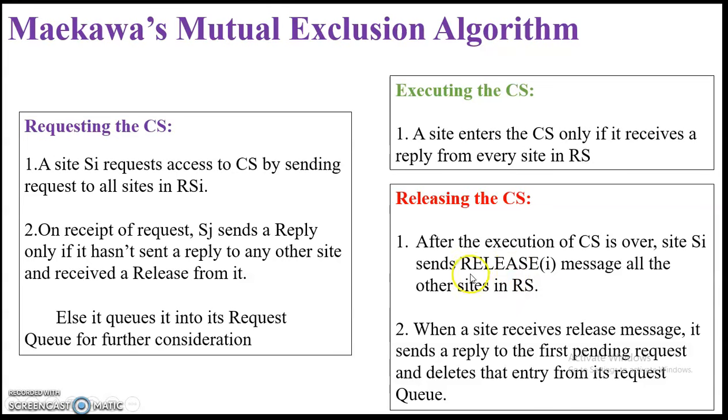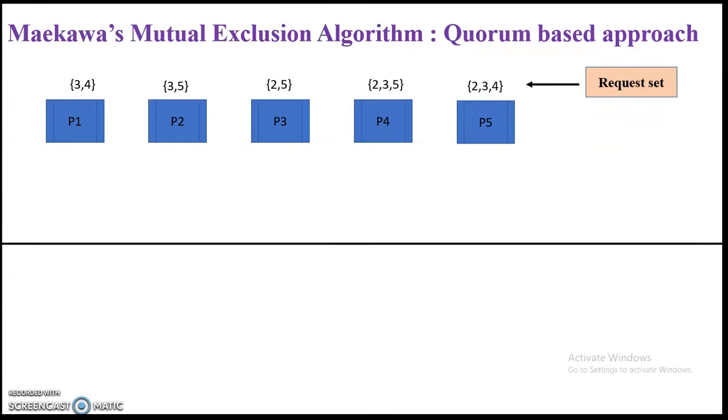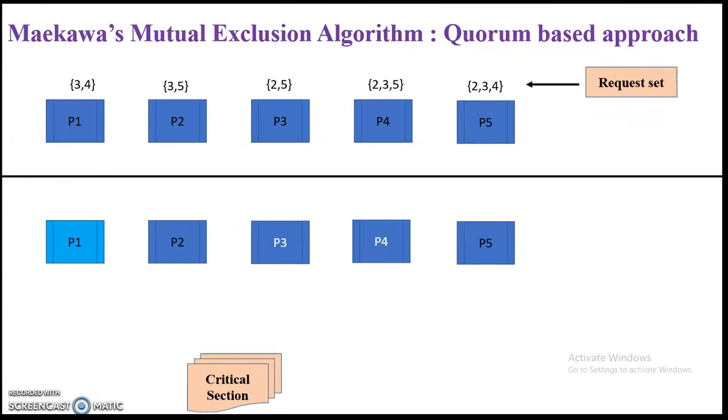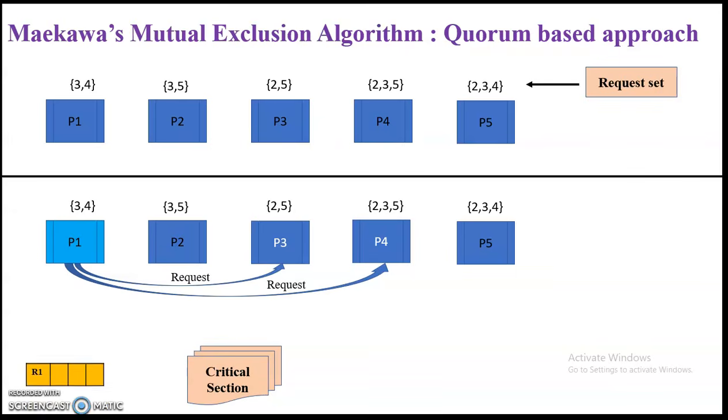Then releasing the critical section. After execution of the critical section is completed, site Si will send a release message to all the other sites in the request set, and when a site receives a release message, it sends a reply to the first pending request that was there in the queue and deletes that entry from the request queue. So this is how Maekawa's mutual exclusion algorithm works.